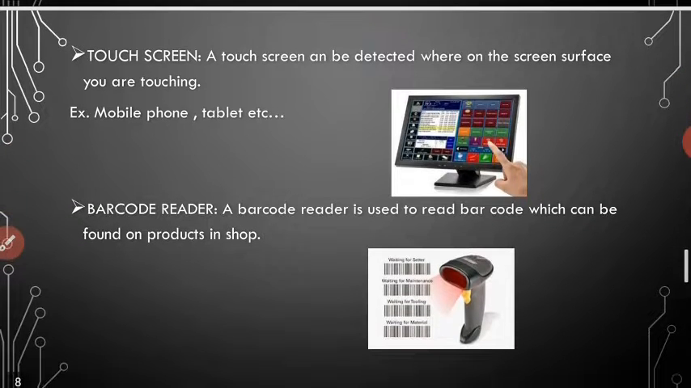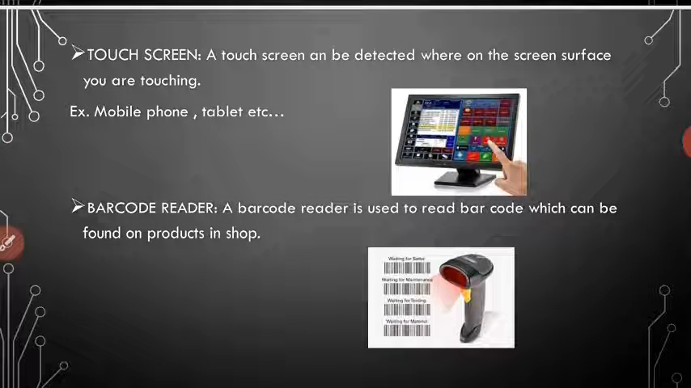Our next input device is the touch screen. A touch screen can detect when you are touching the screen surface, meaning where we are touching. When we touch the touch screen with the help of our finger, it detects where we touched. Most of the time you see this when you touch the computer system or your smartphone: there is a little bit of flash, or a different type of screen is displayed on our mobile phone or our computer system.